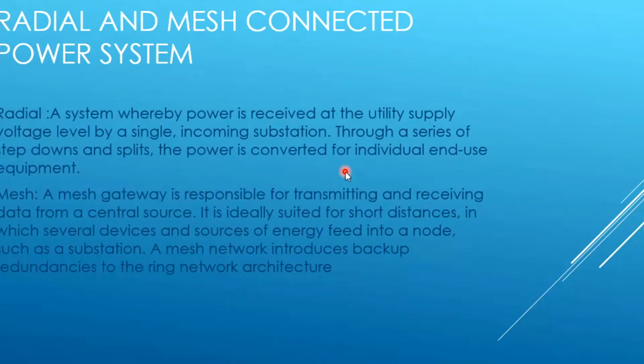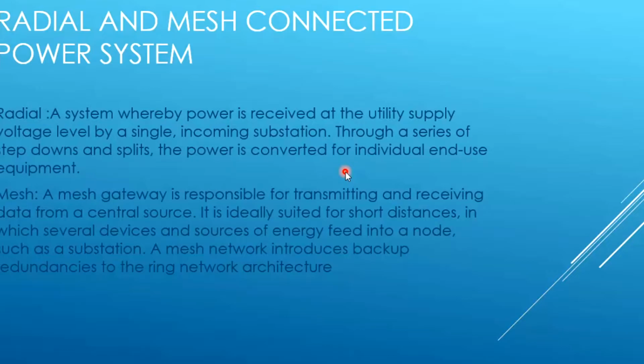It's a system whereby power is received at the utility supply voltage level by a single incoming substation. Through a series of step downs and splits, the power is converted for individual end use equipment. That is from the generating side to the transmission tower, and then through a step down transformer, the whole line we can call a radial power system. The far ends are connected by a radial power system, that is to travel long distances we use the radial type of power system. Then comes the mesh connected type of power system.